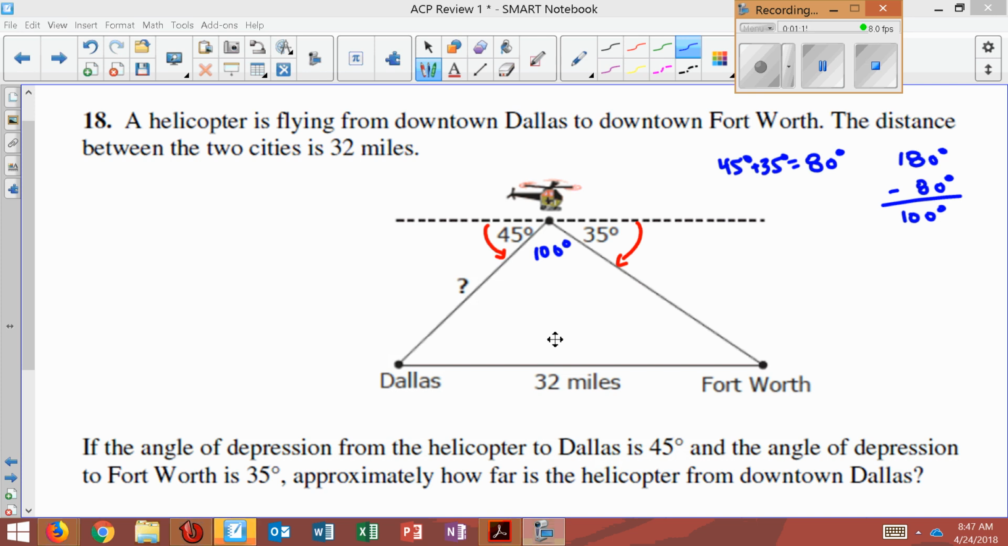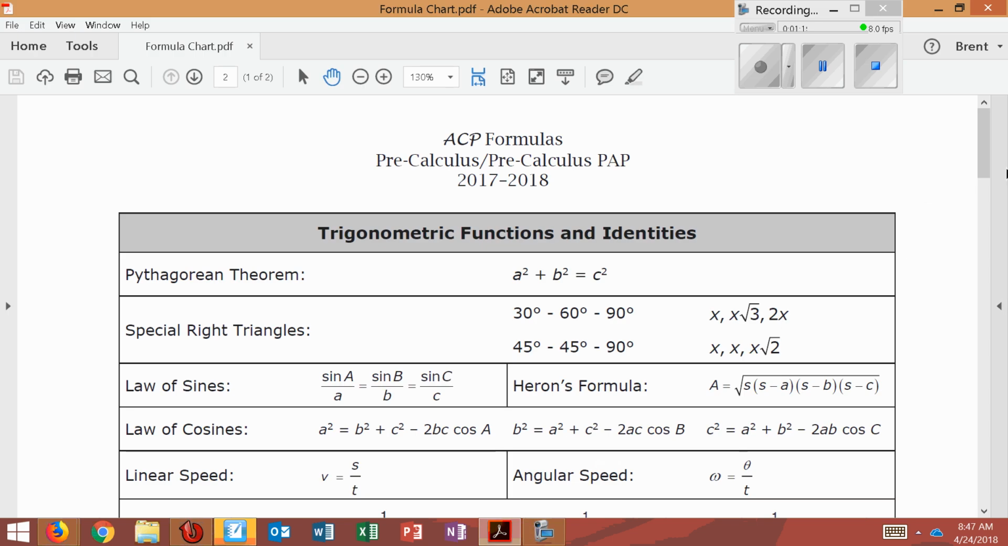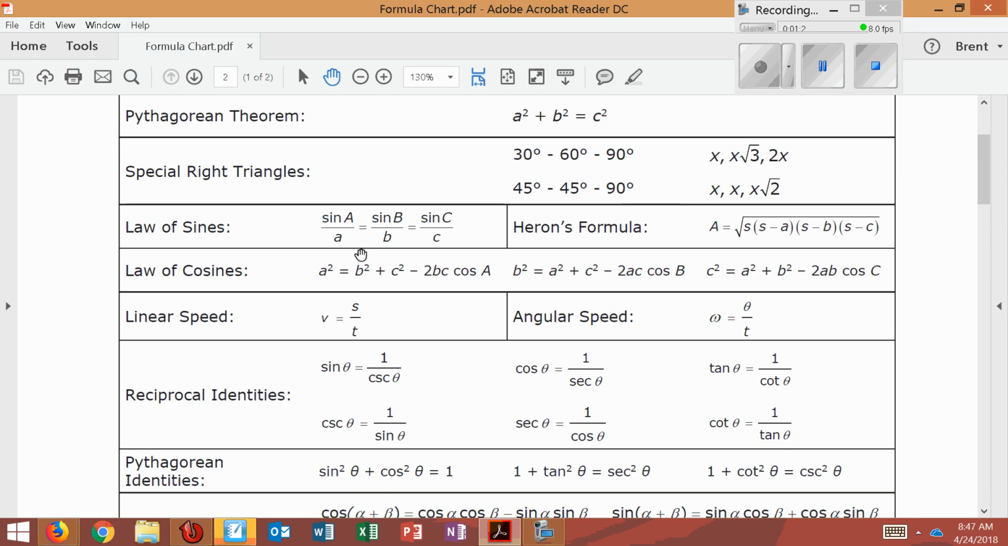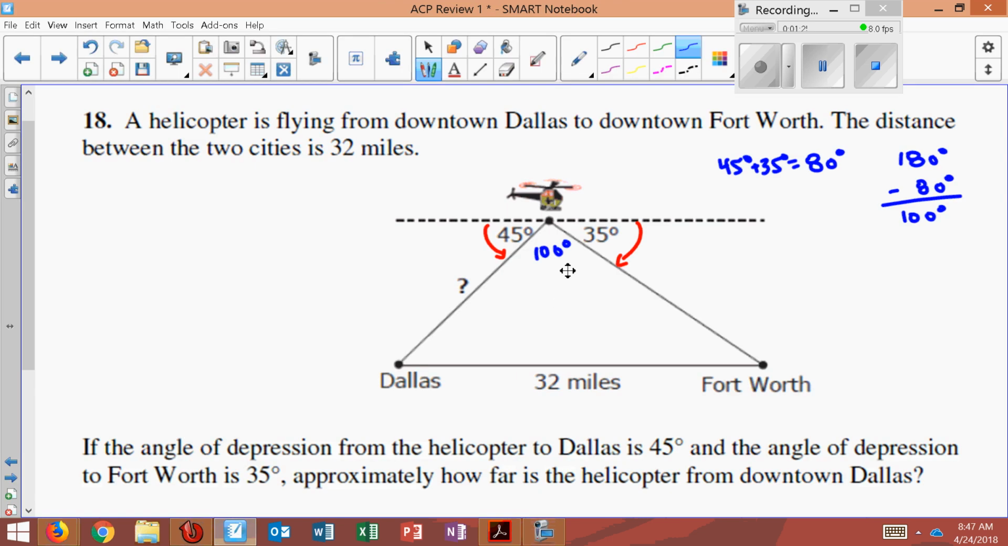So I have to use either the law of sines or the law of cosines, both of which are on our formula chart here at the top. Here's the law of sines, here's the law of cosines. Now, how do you know which one to use? Well, law of sines you use when you have a completed set, and a set would mean the angle and the side across from it. I have a completed set here. I have this angle of 100 and the side length across from it, which is 32 miles. So I can use the law of sines.